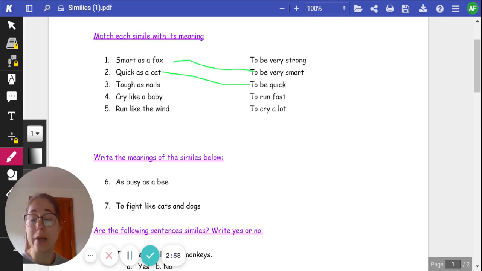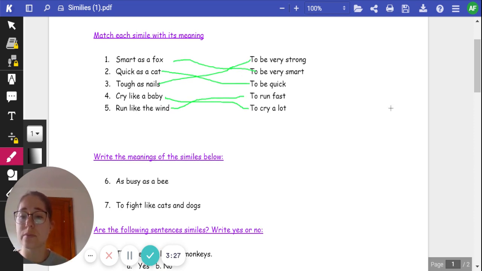Tough as nails. Nails are very strong. I'm going to match that with to be very strong. Number 4, cry like a baby. If you have any younger siblings or younger cousins, you know that they cry a lot as babies. So for 4, we're going to match to cry like a baby. And 5, run like the wind, means to run fast. You need to pause and get those copied down, please do so.